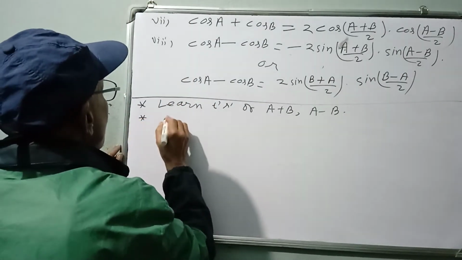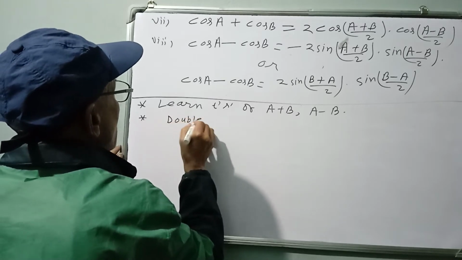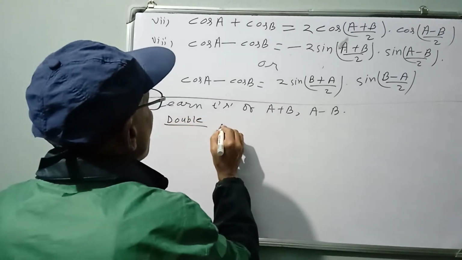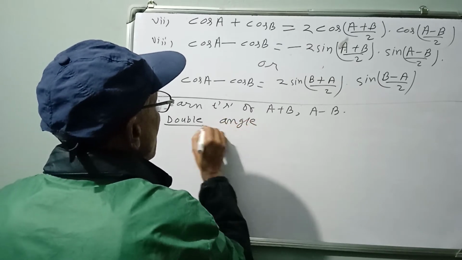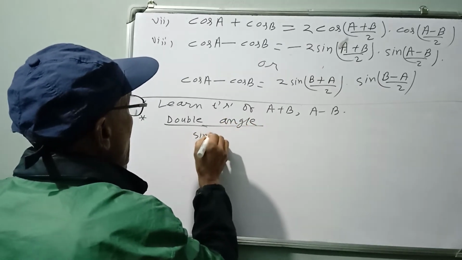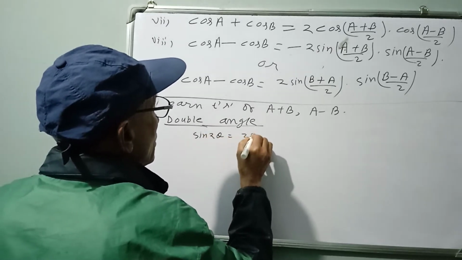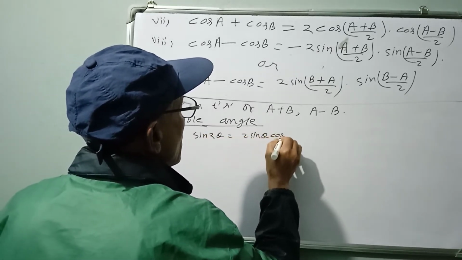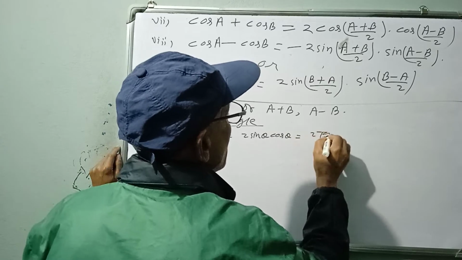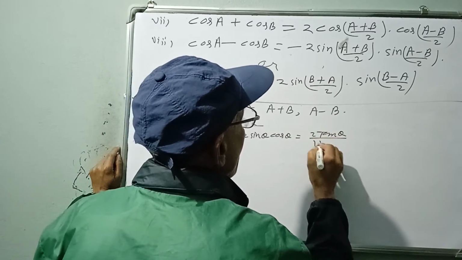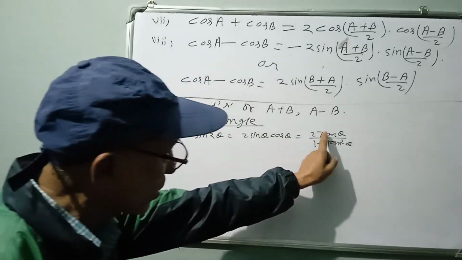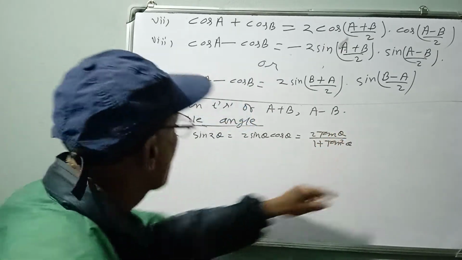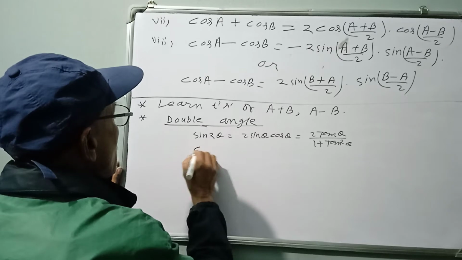Double angle. This formula is also important. See, double angle. For example, sin 2 theta equals 2 sin theta cos theta, or in terms of tan theta, 2 tan theta by 1 plus tan square theta. You can change into cot: sin 2 theta equals 2 cot theta by 1 plus cot square theta.